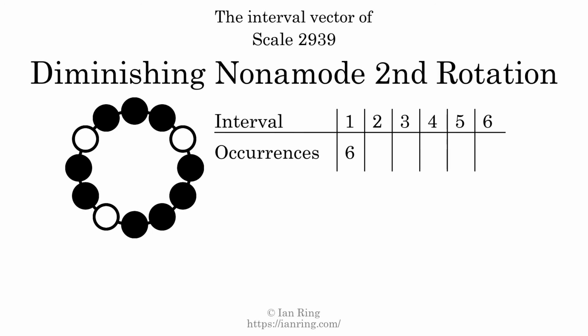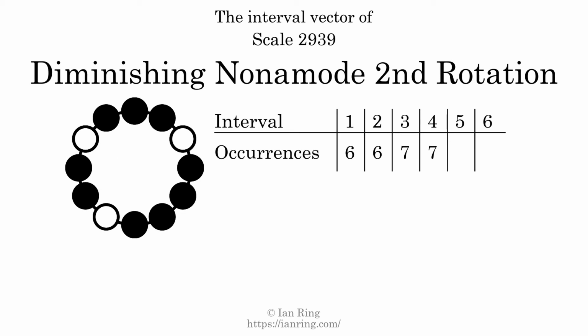There are 6 intervals with the size of 1 semitone. They are here, here, here, here, here, and here. There are 6 intervals with the size of 2 semitones. They are here, here, here, here, here, and here. There are 7 intervals with the size of 3 semitones. They are here, here, here, here, here, here, and here.